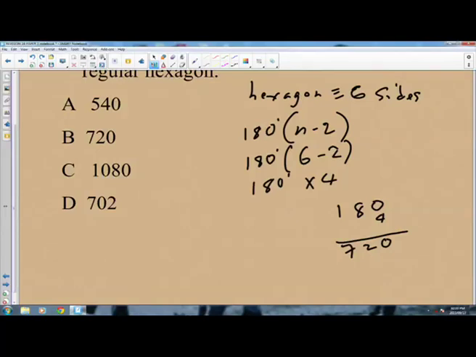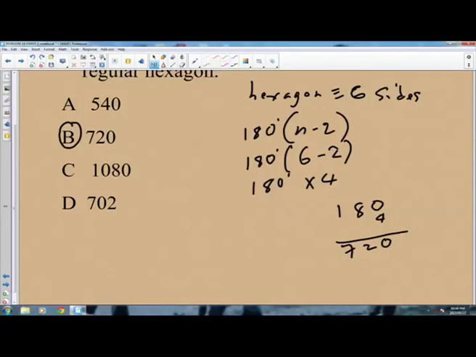We check. Do we have 720 degrees in our alternatives? A is 540, C is 1080, and then C is 702. So the correct answer is B, which is 720. We circle B. To find the sum of the interior angles of any polygon, it is 180 times n minus 2, and we should understand that here n is the number of sides. So in this question, our n is 6. So this will be 6 minus 2, which will be 4. And then it will be 4 times 180 degrees, giving us 720 degrees.